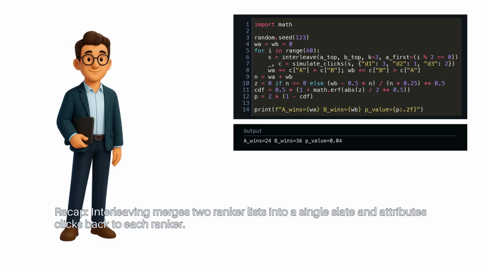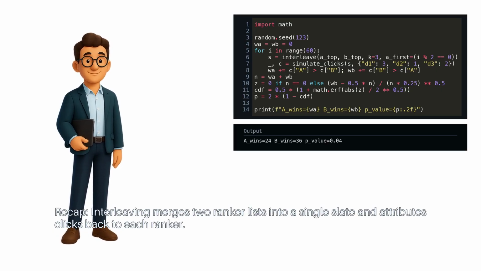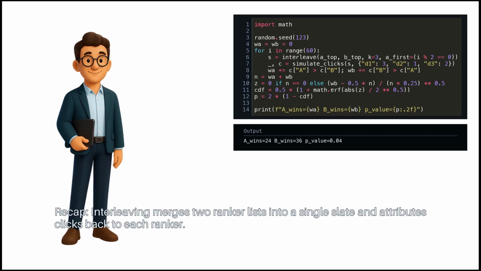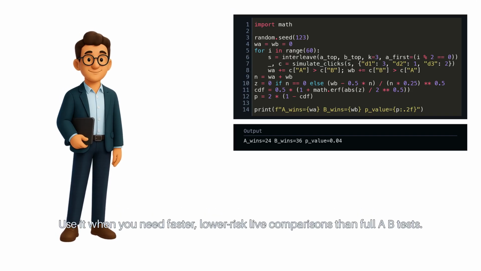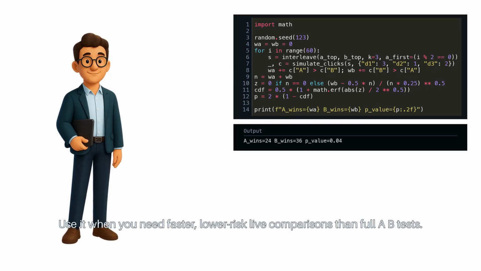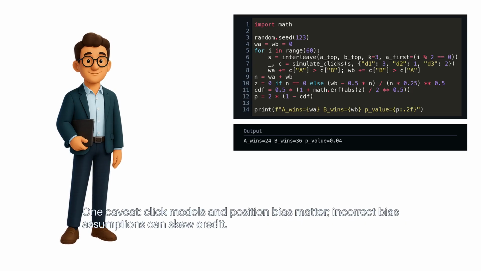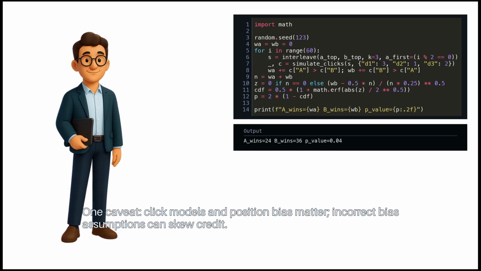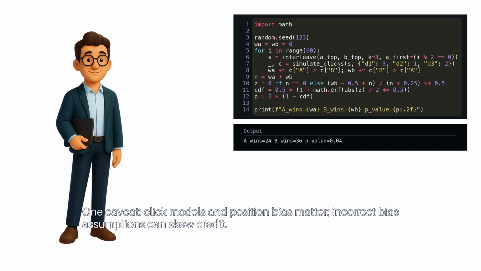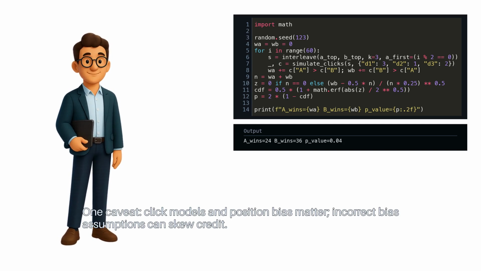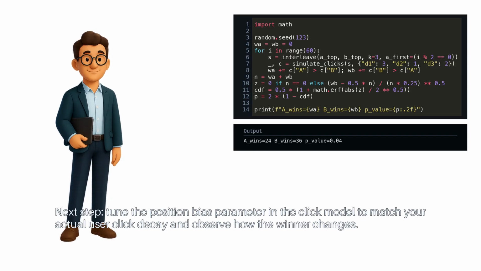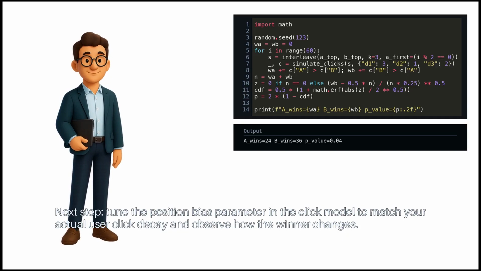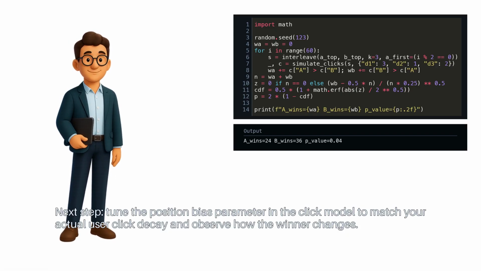Recap: interleaving merges two ranker lists into a single slate and attributes clicks back to each ranker. Use it when you need faster, lower risk live comparisons than full A/B tests. One caveat: click models and position bias matter. Incorrect bias assumptions can skew credit. Next step: tune the position bias parameter in the click model to match your actual user click decay, and observe how the winner changes.